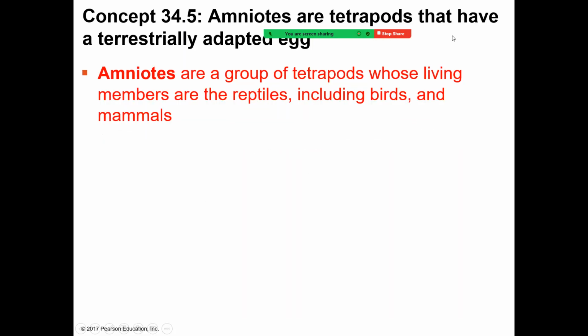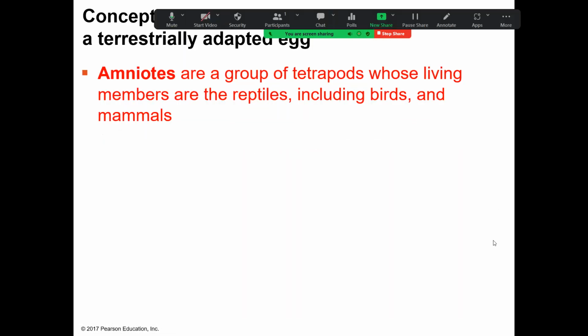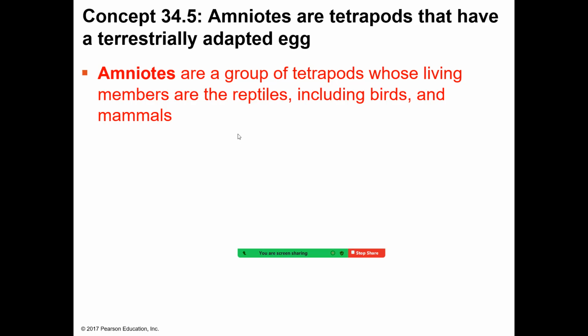Okay, so moving on to a group that is described as amniotes. Amniotes are the group of tetrapods. Remember, tetrapods are animals that have 4 limbs. The amniotes' living members are reptiles, and reptiles include the group of birds.